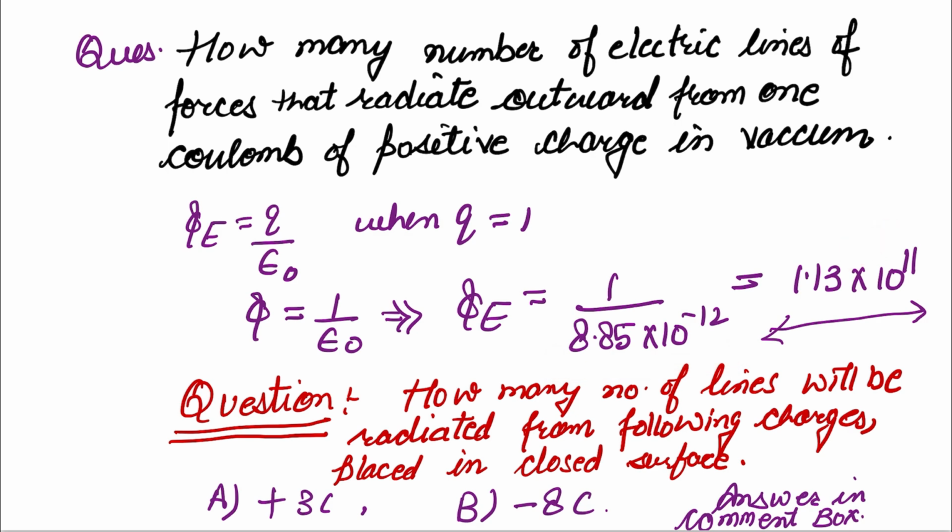Right. Now a question is for you people: how many field lines will be radiated? If it is a positive charge, the electric field lines will be radiated out. If it is a negative charge, electric field lines will converge at the charge. You need to calculate the number of electric field lines for plus 3 coulomb charge and for minus 8 coulomb charge. Please answer in the comment box. We will discuss the answers.